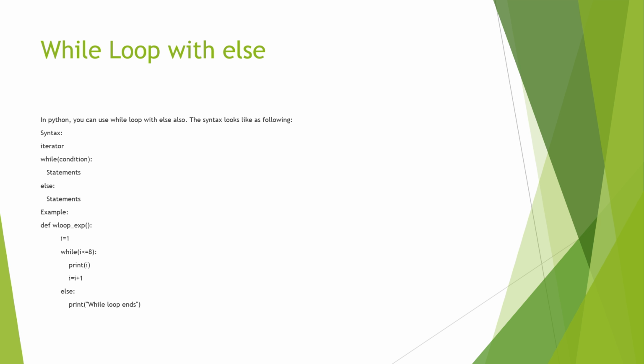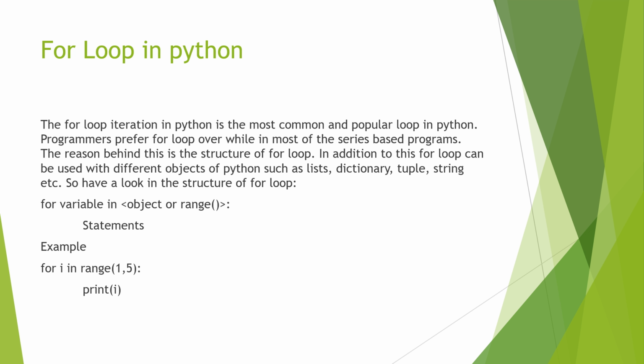Then I equals 1, while I is less than or equal to 8, print I, I equals I plus 1. Then I am printing else, print while loop ends. Now what will this do? It will print from 1 to 8, and when it comes out, it will print while loop ends. So that is your mix of while loop with an else statement. It is not an if statement. Else can also be part of a while loop.